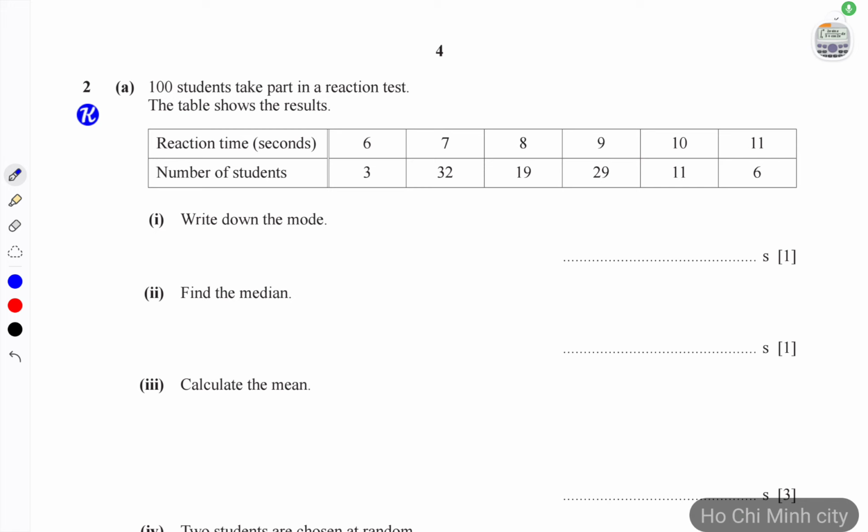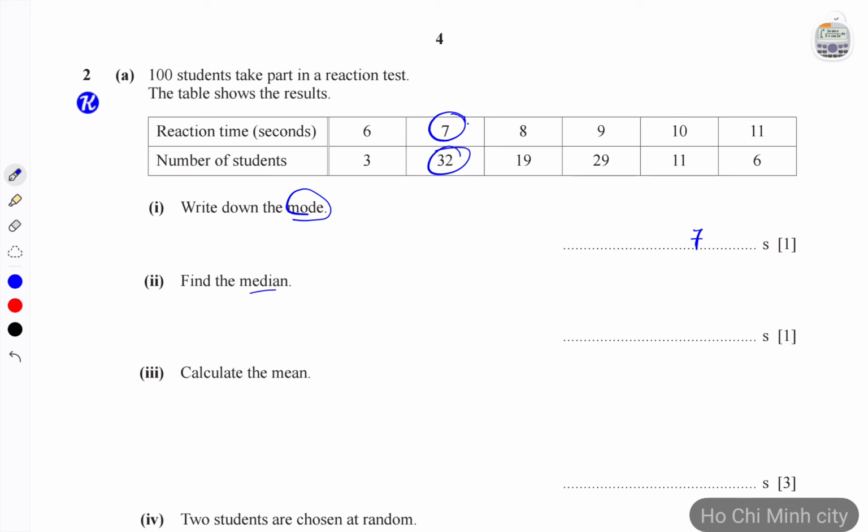The next one, question number 2. We have 100 students taking part in a reaction test, and a table showing the results. Write out the mode. The mode is the reaction time that happens the most. That corresponds to the number of students, 32, with a reaction time of 7 seconds. So 7 is the answer for this question.